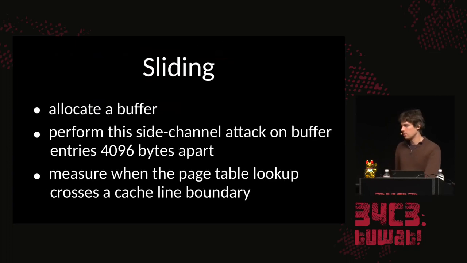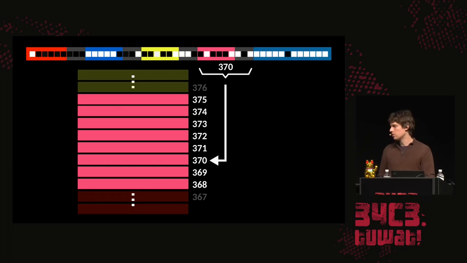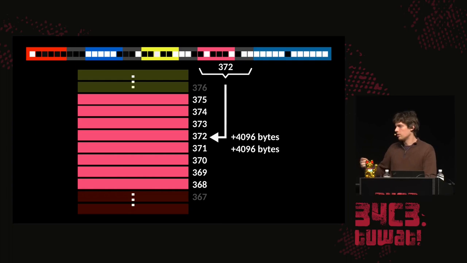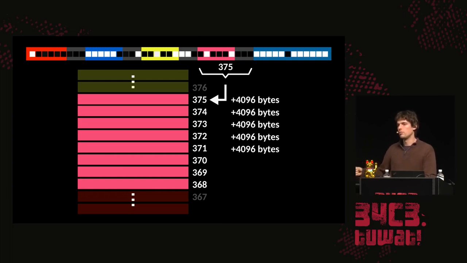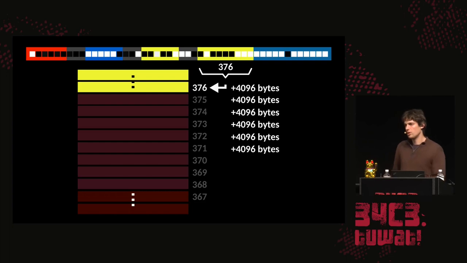However, there's kind of a trick. We have a technique called sliding, where we allocate a large enough buffer, and then we just probe pages one after another. So we just try the next page, try the next page, try the next page. It looks a bit like this. So for the last page table, we just try the next page, the next page, the next page. And then when it switches, we know, OK, this was a cache line boundary. So for the next page, we know that the lowest bits of this entry are all zero because it just went over the boundary.